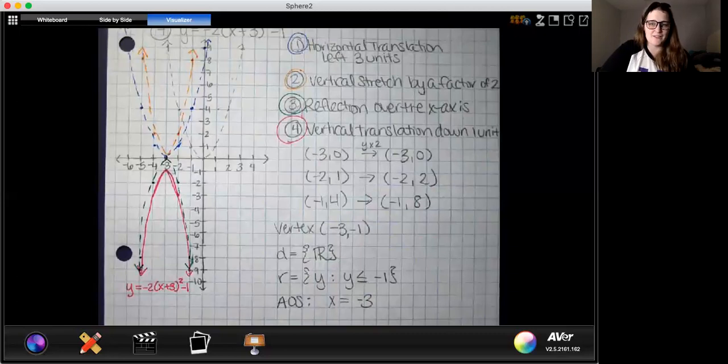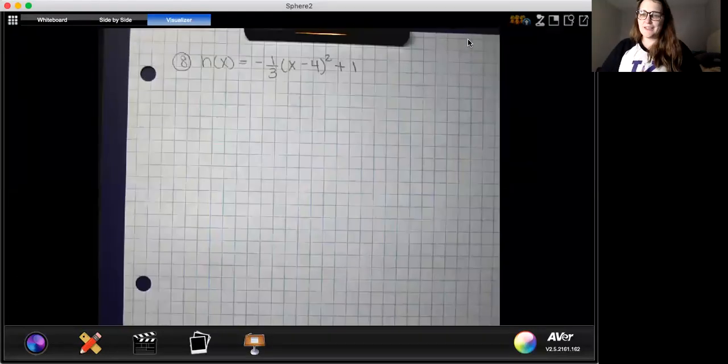Let's see on number 8. Okay, number 8, our last one. h of x equals -1/3 quantity of x minus 4 quantity squared plus 1. Now, I purposely don't have anything written here, no axes or anything, because I'm going to leave this one to you to try on your own.